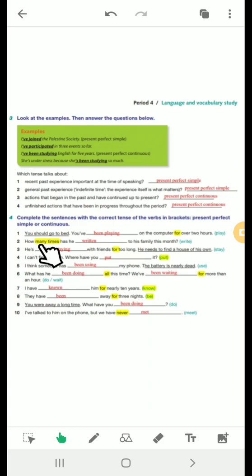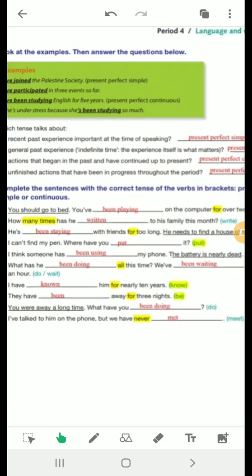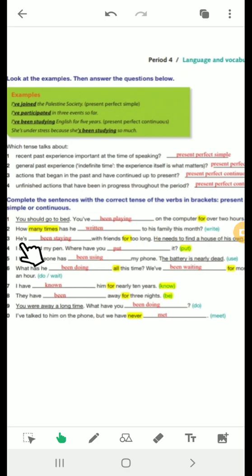Then number 2, how many times? If we ask with how many times, we use the present perfect simple. But how long? Present perfect continuous. Again, how many times? The number of times. Present perfect simple. How long? It asks about the length of the action's duration. Then present perfect continuous. Here: how many times has he written to his family this month? Has he? This is a question. Has written.